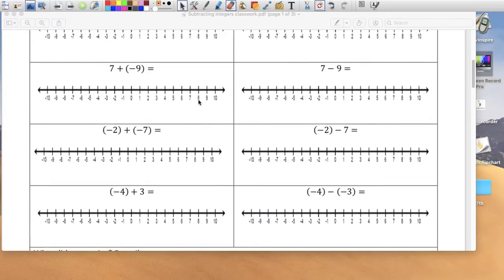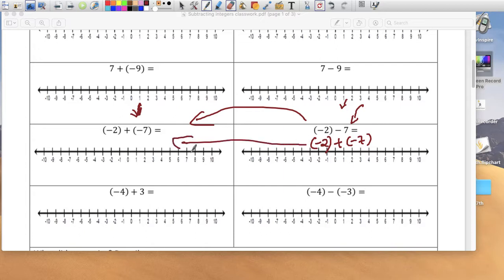Again, would you rather do this problem or this problem? I'm going to assume that most of you would say this problem. So if you did get a problem like this, you can change it to look like that. Again, we're going to keep the first number, -2. We're going to change the subtraction into an addition, and we're going to use the additive inverse of 7. So what is the opposite of 7? -7. And look, that's what I have.